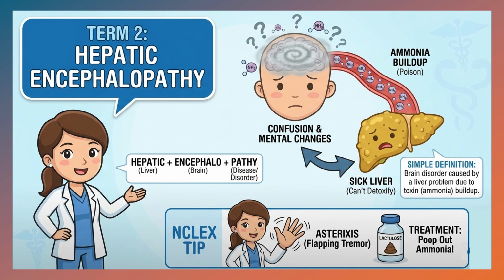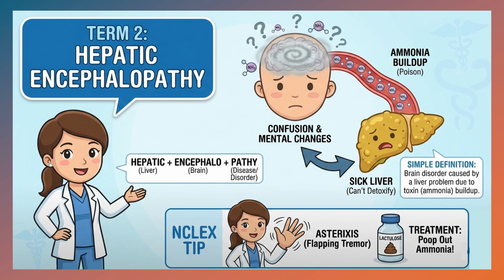The ammonia builds up in the blood, travels to the brain, and acts like a poison, causing confusion, sleepiness, and other mental changes. NCLEX tip, what are you watching for? Look for changes in their level of consciousness, confusion, or agitation.